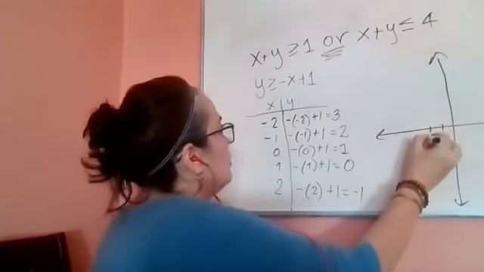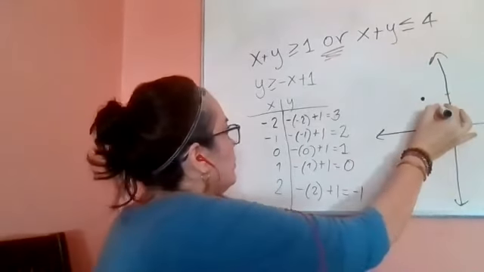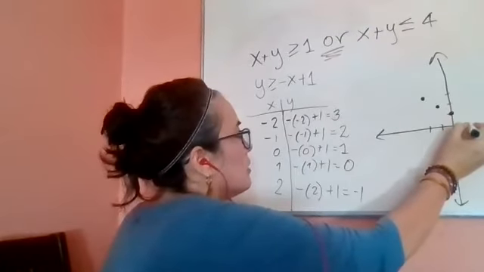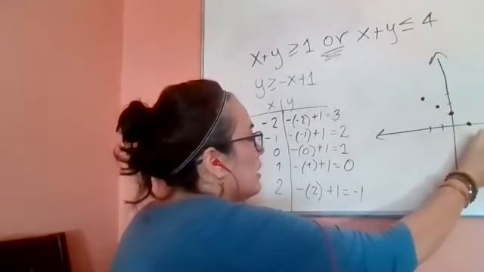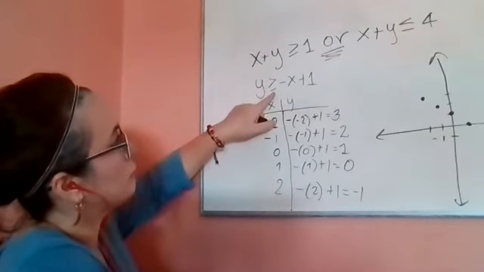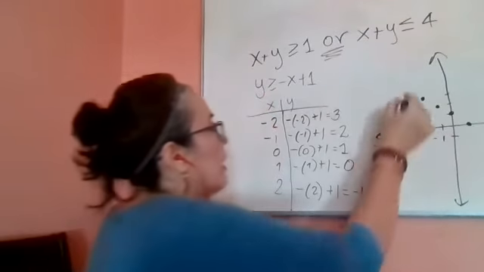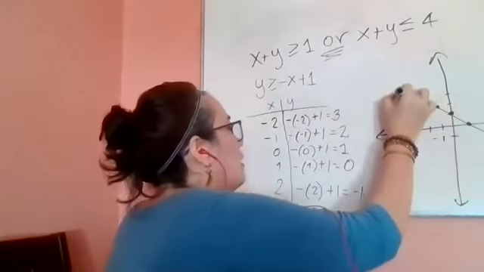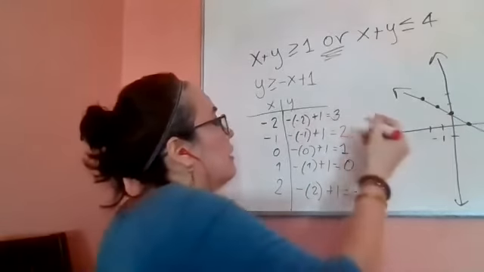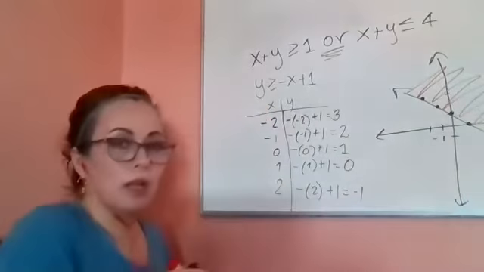For -2, it's going to be 3, right there. For -1, it's going to be 2. For 0, it's going to be 1. For 1, it's going to be 0, and for 2 it's going to be -1, right there. I have a line, and I check over here if it's a dashed line or a solid line. It's a solid line right here. And it's greater than, so I'm going to shade the area that is above the line. I got the first one.